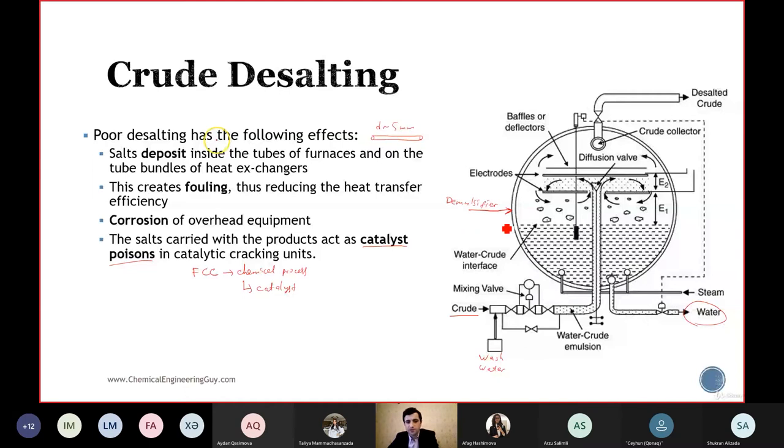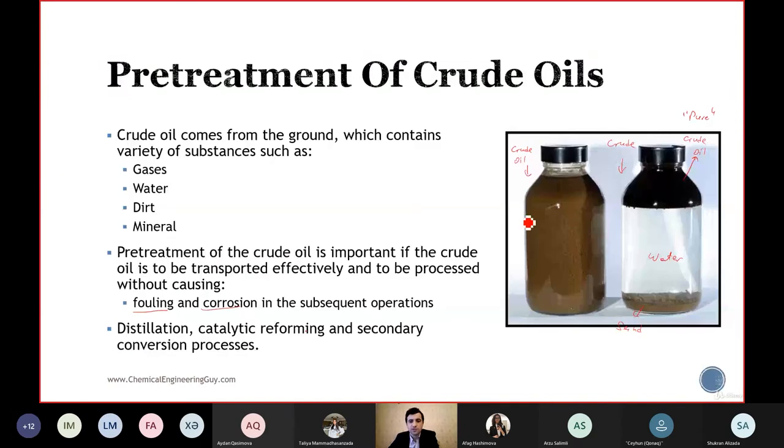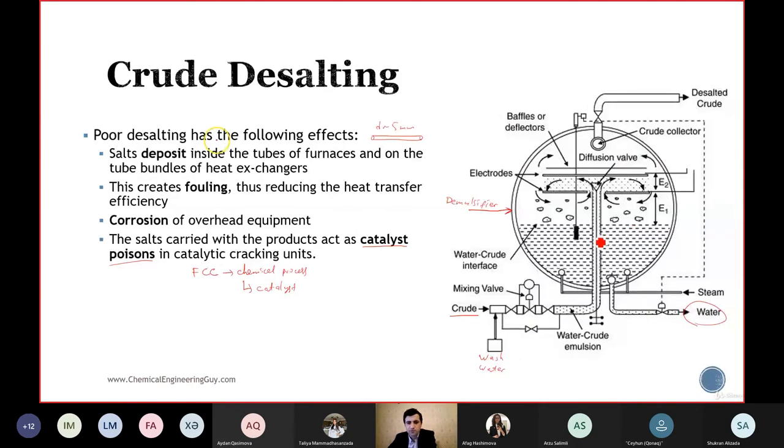Why? Going back here, you can wait for a long time, for 1 hour, then you will get this one. But demulsifier helps you to create the emulsion in a short time. That's why we add the demulsifier. Let's say in 1 minute, you can create this emulsion. Once you have this emulsion, it is easier to separate the oil and water. Even so, demulsifier is not added here. It is added before crude is mixed with water.